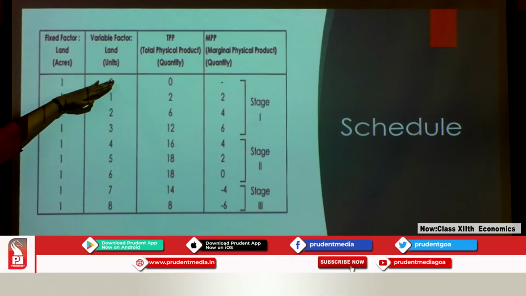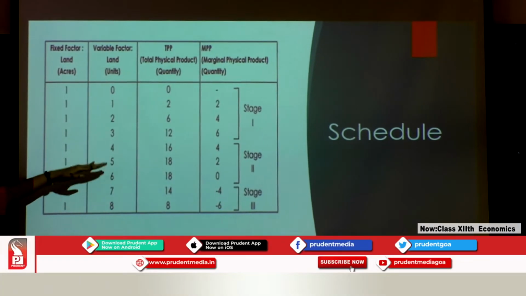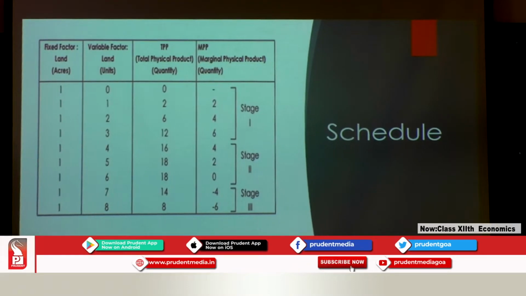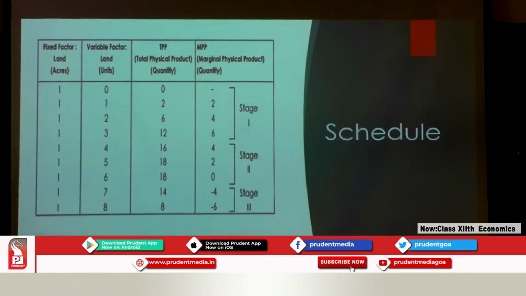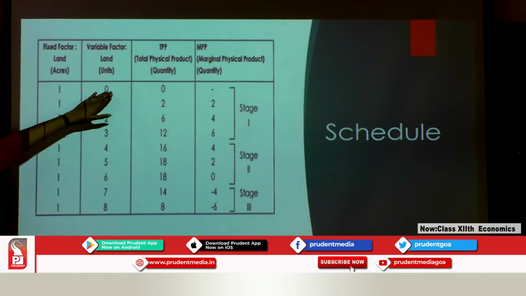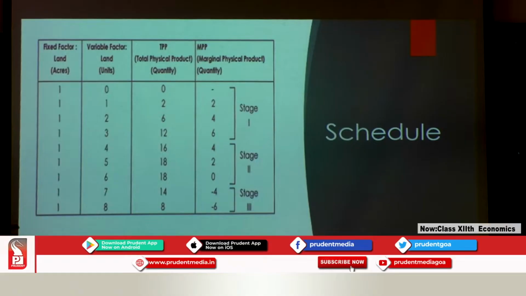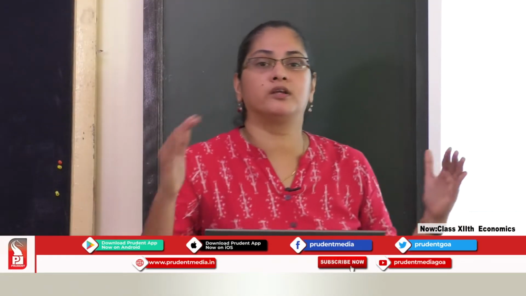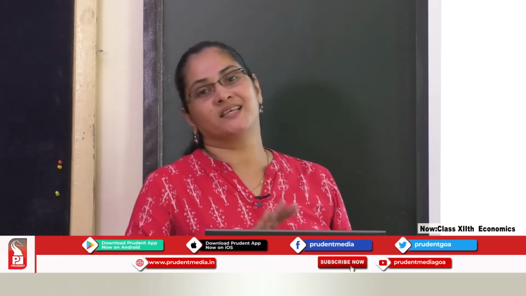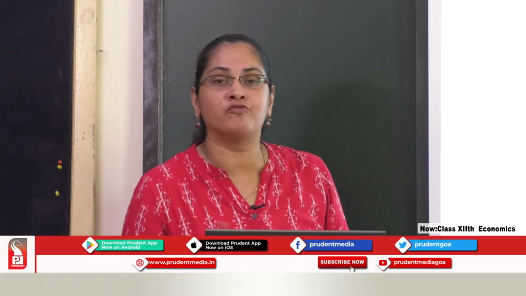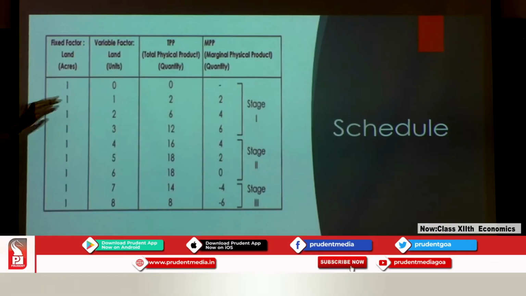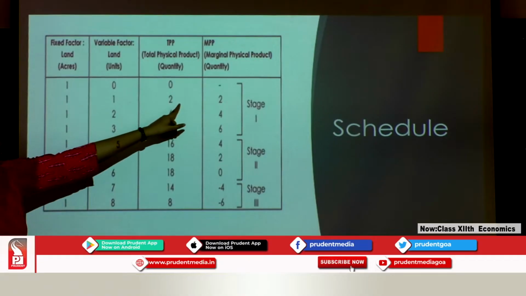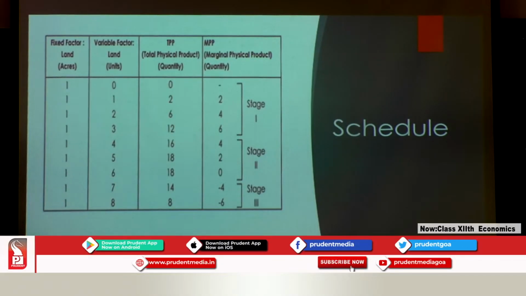First we had no worker, then we keep on increasing the number of workers working in that particular field. So first we had land, but we had no worker. It is just a piece of land, nobody is there to work on it. Naturally, the total product that we are going to get from it is 0. We are not going to get anything from that particular piece of land. When we employ one worker on that same piece of land, our total product becomes 2.